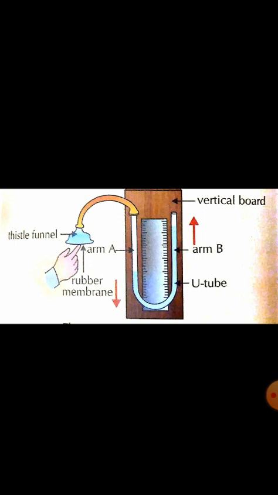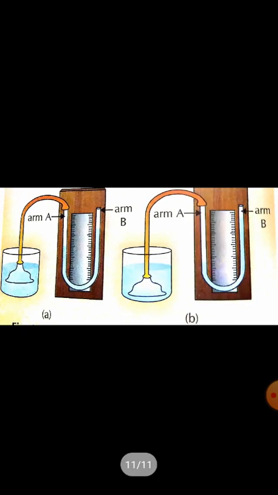Attach a rubber tube to arm A. Now, at the other end of the rubber tube, fix a funnel which has a thin rubber membrane stretched across its mouth. Now, our manometer is ready. Now we can use it for measuring the liquid pressure.